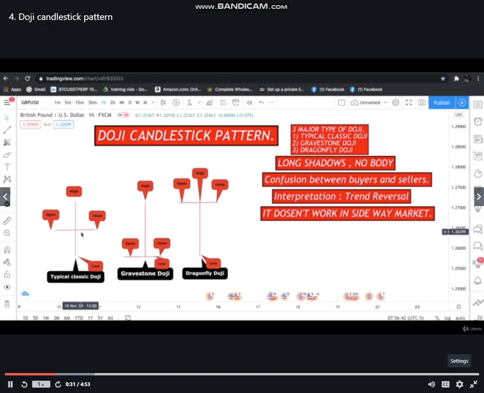So what does it indicate? It indicates that there is a tug of war between the buyers and the sellers. The buyers and sellers are both in a confused state about what to do and what not to do.